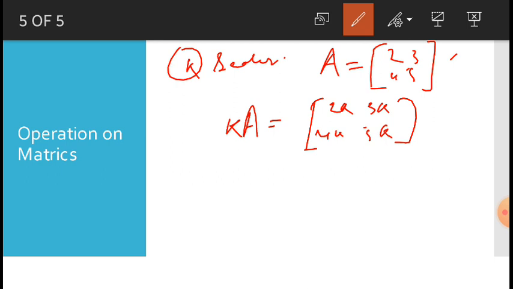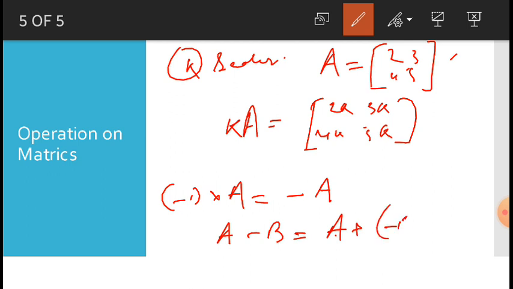Now another thing you need to know about is the negative of a matrix. The negative of a matrix is nothing but multiplying with -1, so all the elements of the matrix become negative, and it will be -A. Another thing is subtraction. Subtraction is completely like addition, and nothing more important than that. So A minus B equals A plus (-B). If you take the negative of B and add it, it is the same as the subtraction.